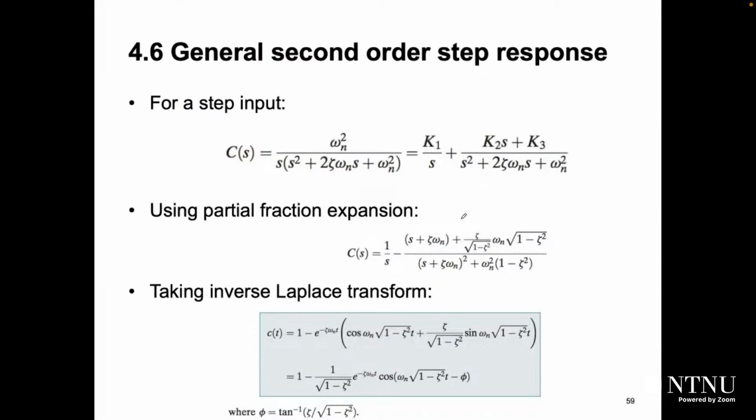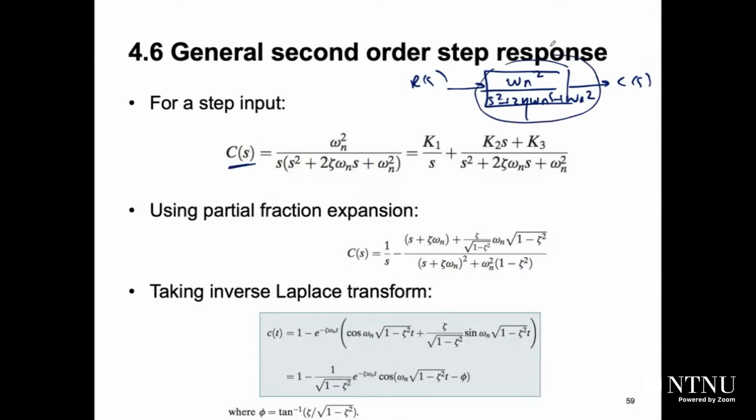So the general second order step response, if you want to get the step response. This is my system, right? Input is R of S, the output is C of S. This is a transfer function, which is omega n squared divided by S squared plus 2 zeta omega n S plus omega n squared. Step response is the time response for a step input. So now we need to get C of S. C of S will be this transfer function multiplied by R of S. And R of S for step input will be 1 divided by S. So it will be omega n squared divided by S multiplied by that part.